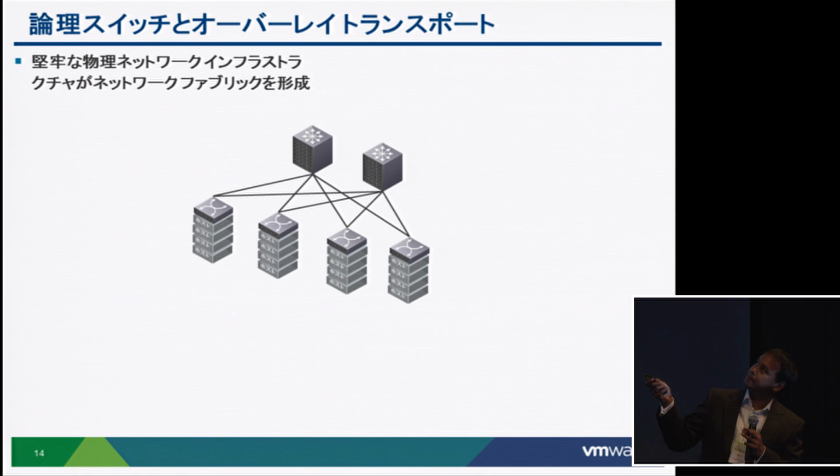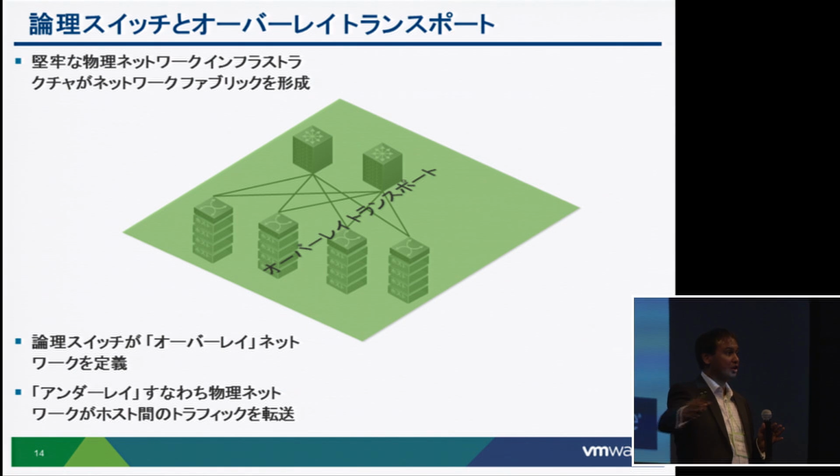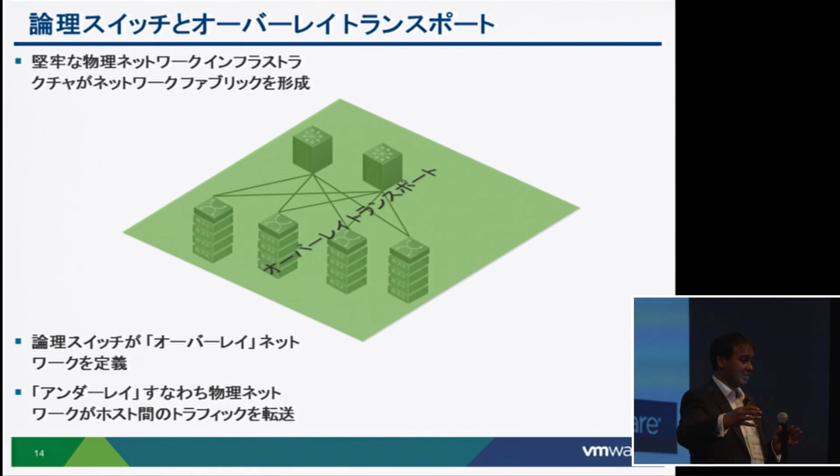Next. Okay, so I talked about the switching elements, and now let's talk about how you actually realize overlay, how do we actually build overlay networks? First step is we need a robust physical network, which is an IP fabric. On top of that, once we have L3 connectivity within all the hosts in this fabric, that's what we call an overlay transport area, or an overlay transport network.